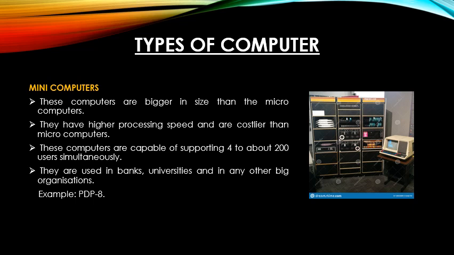The second type of computer is minicomputers. These computers are bigger in size than the microcomputer. They have higher processing speed and are costlier than microcomputers. These computers are capable of supporting 4 to about 200 users simultaneously. They are used in banks, universities, and other big organizations. Example: PDP 8.